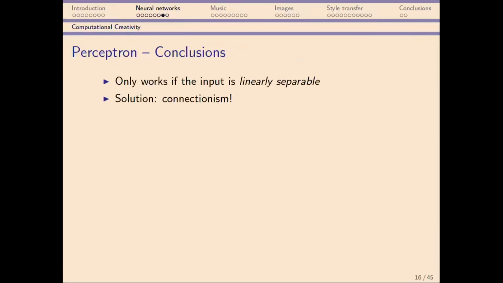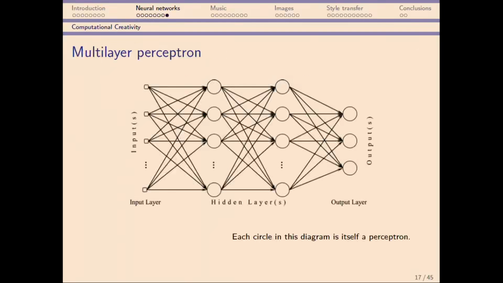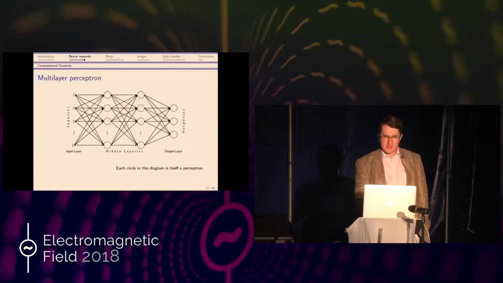So let's try and develop something that will separate the orange from the blue in that example. The perceptron only works if the inputs are linearly separable, and to get around this, we'll use connectionism and combine more than one perceptron together. So this is what we might start to actually call a neural network. It's the multi-layer perceptron. Each one of these circles is itself a perceptron. So each one of these has the linear combination of inputs and the nonlinear decision-making process.